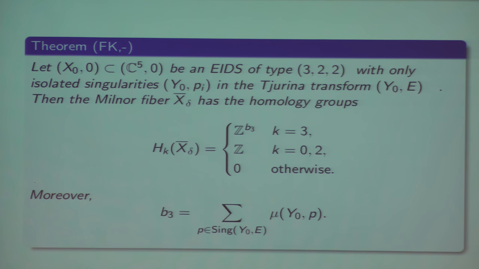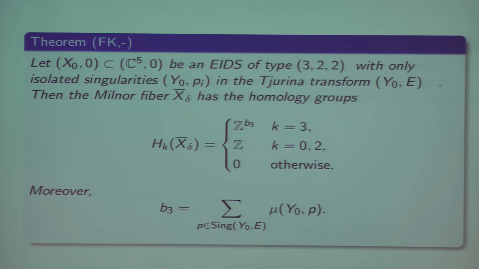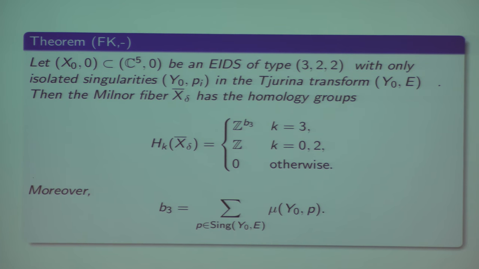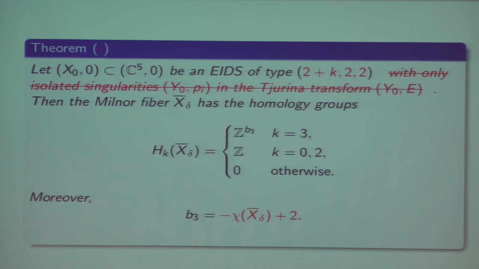The most unpleasant condition is that we require isolated singularities in the Turner transform. This happened for the simple singularities, but apart from that, there's no reason why this should happen. So let's erase this condition. And this is the theorem that holds in general, for non-isolated singularities in the Turner transform.